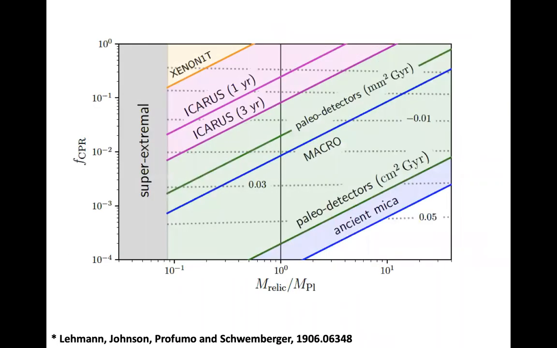So with my student Ben Lemon, what we've done is we've convinced ourselves that that's very plausible. It's very plausible that a fraction here indicated by FCPR of primordial black holes in a mass range close to the Planck scale might be charged. And if that's the case, we can use dark matter detectors to search for these relic objects.